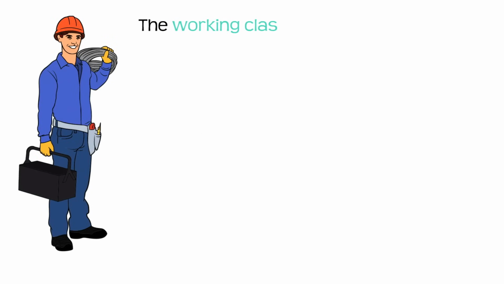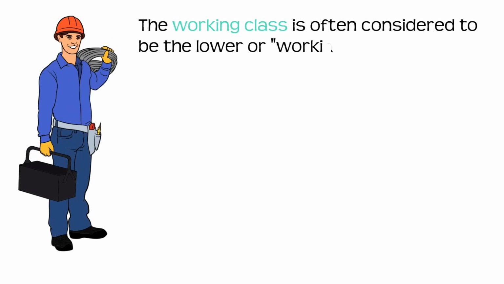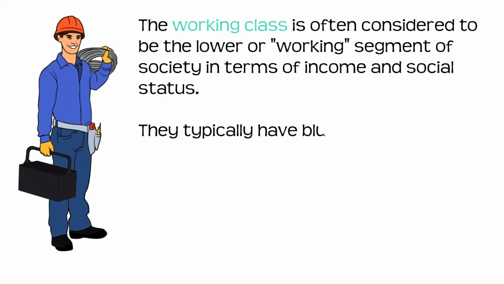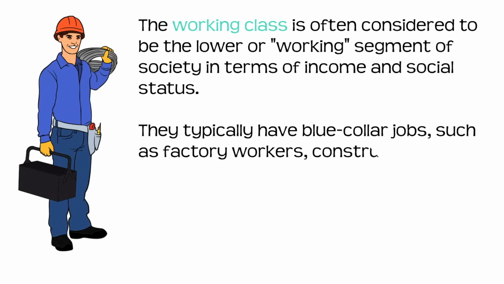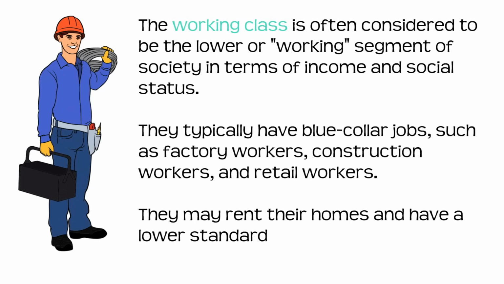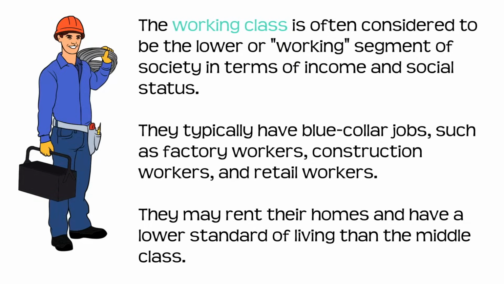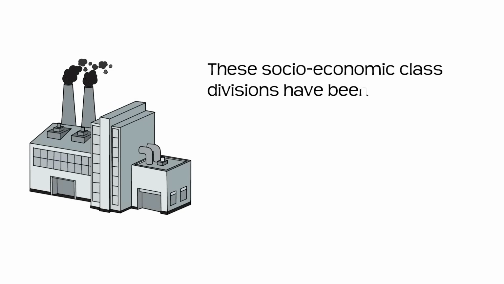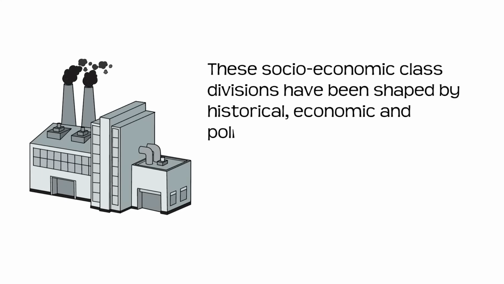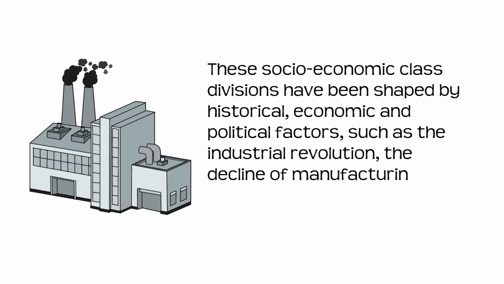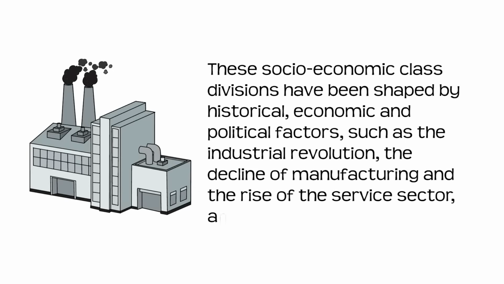The working class is often considered to be the lower or working segment of society in terms of income and social status. They typically have blue-collar jobs, such as factory workers, construction workers, and retail workers. They may rent their homes and have a lower standard of living than the middle class. These socioeconomic class divisions have been shaped by historical, economic, and political factors, such as the Industrial Revolution, the decline of manufacturing, and the rise of the service sector and globalization.